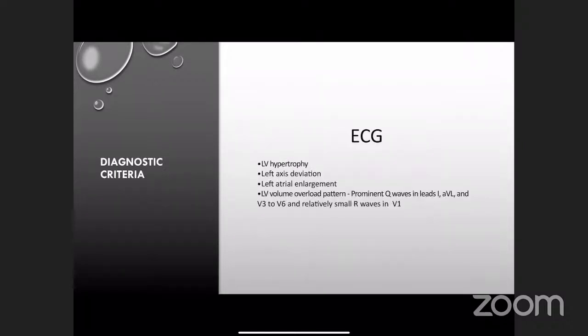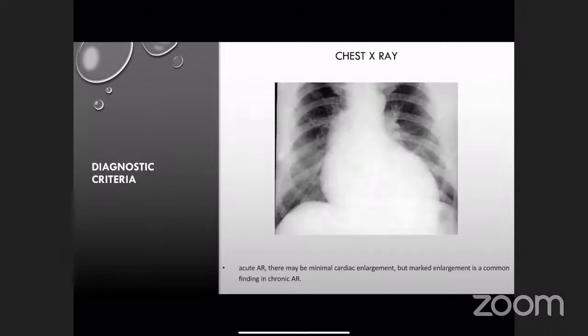Diagnostic criteria. On ECG, we might find left ventricular hypertrophy, left axis deviation, left atrial enlargement, left ventricular volume overload pattern, prominent Q waves in leads I, aVL, and V3 to V6, and relatively smaller R waves in V1. On chest X-ray, in acute AR there may be minimal cardiac enlargement, but marked enlargement is a common finding in chronic AR.